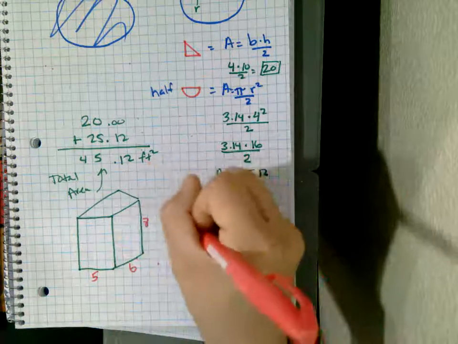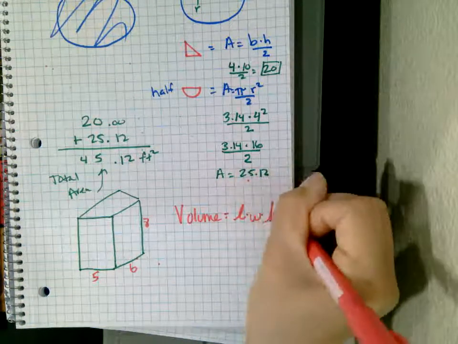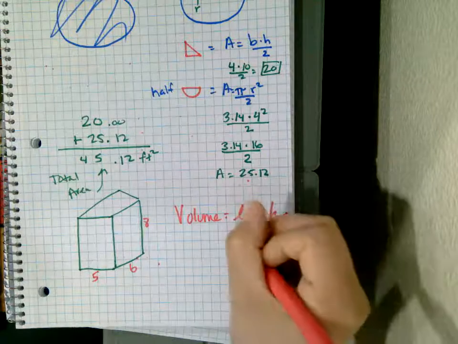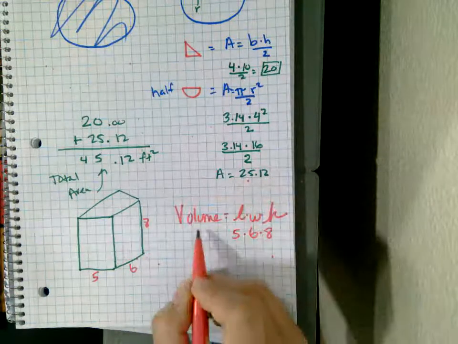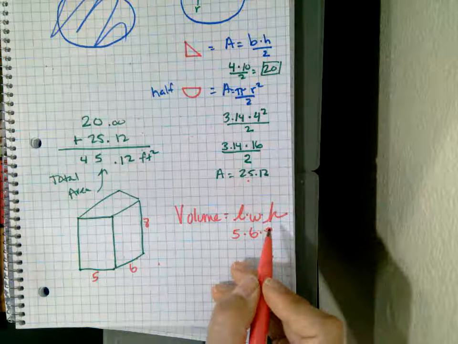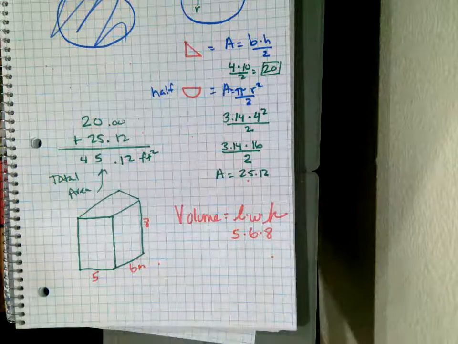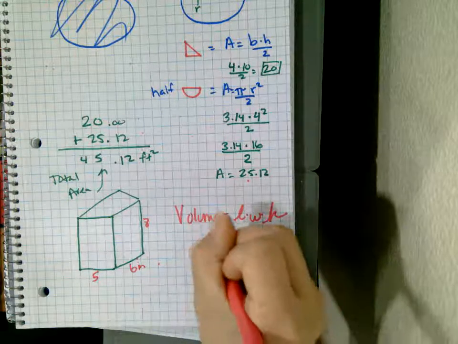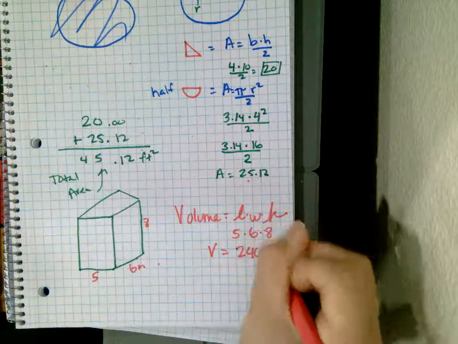So volume is equal to length times width times height. So it would be 5 times 6 times 8. This is the height. The only difference with volume is you have a height because it's three-dimensional. And if this was inches, we would multiply this. It's 240. So volume is equal to 240 inches cubed.